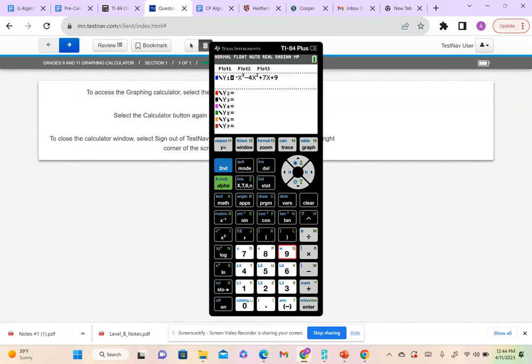I'm sorry, I can't make it bigger. I apologize. Do we have the y equals? Are we good there? Can you guys give me a heads up? Yes, no? We have the y equals?